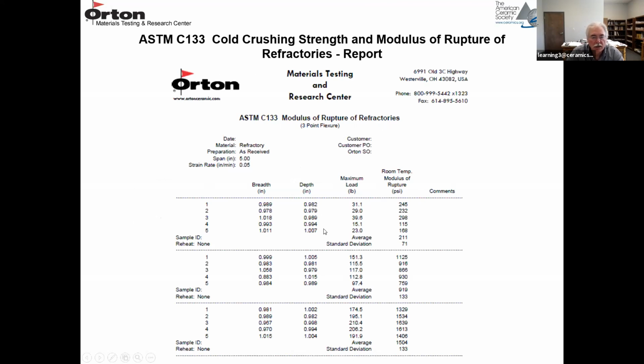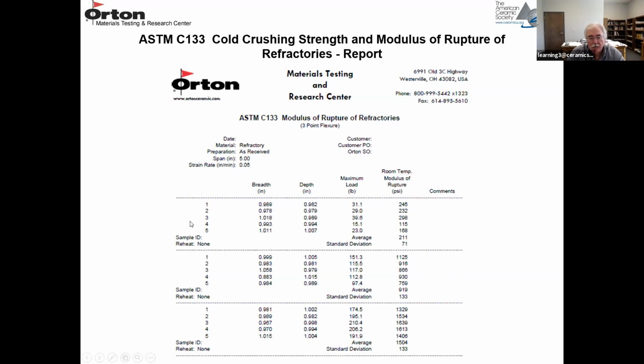Output, a report would look like this. This sample had a 5-inch span tested on a displacement type machine at 0.05 inches per minute. The cross section was approximately 1 inch by 1 inch. These are the loads. The MOR average was 211 in this case for the samples at the top here. And the standard deviation is 71. So you can see how variable the answers are for a refractory material.